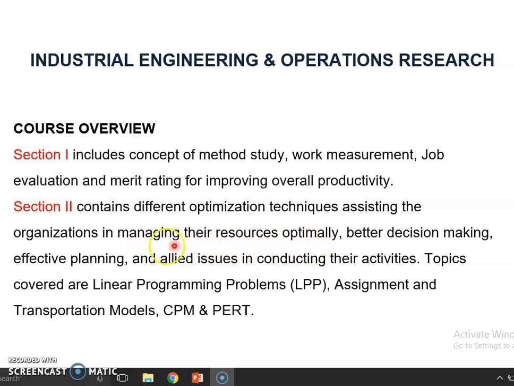So what are these resources? These resources are nothing but men, materials, machines, equipment, energy, etc. These tools help the manager with better decision making, effective planning of project activities and other allied issues in conducting their various activities. So topics covered in section 2 will be LPP, linear programming problems, assignment and transportation models, and lastly CPM and PERT.